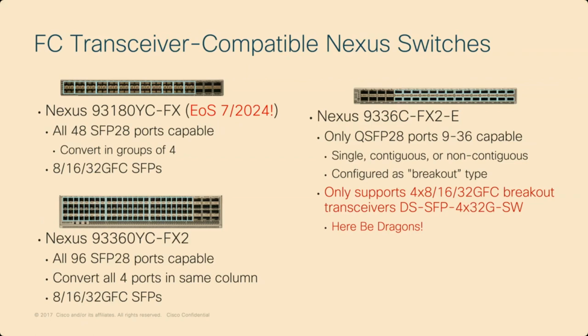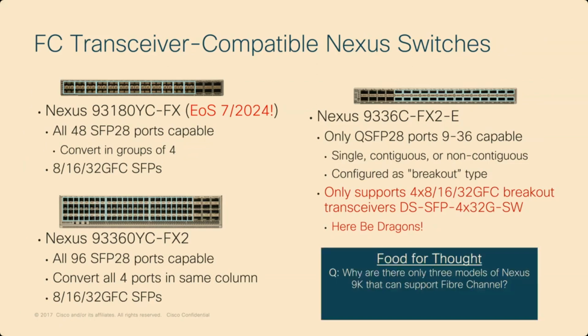And I'm a little bit hesitant on that only because there's not a whole lot of documentation surrounding that, and not a lot of vendors use breakout for fiber channel. So it is a possibility, but I think I'd probably opt for the 93360YC instead and just stick with traditional 32 gig fiber channel SFPs.